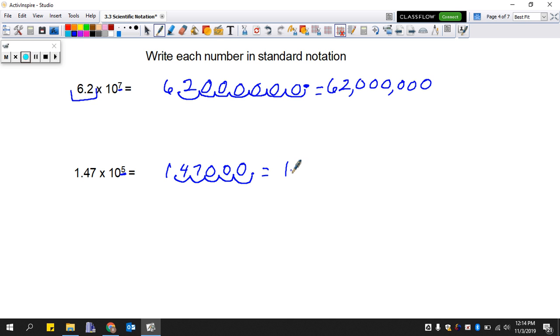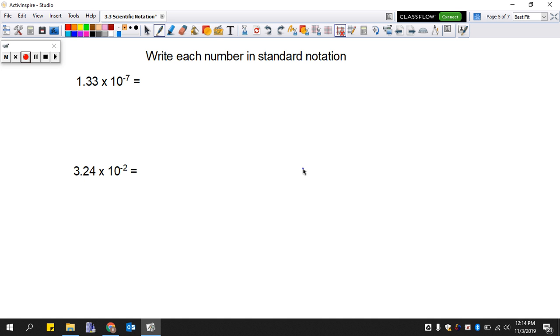Our next example is 1.33 times 10 to the negative 7. Remember, if it's a negative exponent, then we're going to end up with a decimal. So I'm going to start off here to the right a little bit further. 1.33, and it's a negative 7, so that means we move left 7: 1, 2, 3, 4, 5, 6, and 7. And we fill in with zeros.